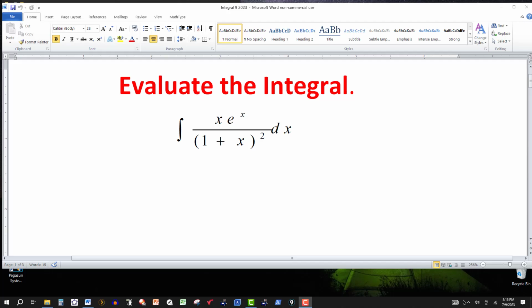This is the integral we're going to evaluate for this video. You want to give it a try? Go ahead and pause the video. I'll be right back.